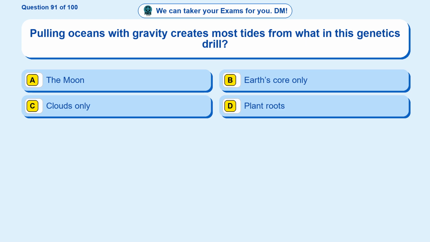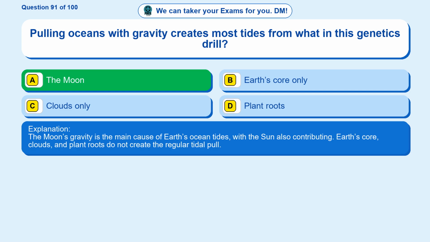Question 91. Pulling oceans with gravity creates most tides from what in this genetics drill? Option A, the moon. Option B, Earth's core only. Option C, clouds only. Option D, plant roots. The correct answer is option A. The moon. The moon's gravity is the main cause of Earth's ocean tides, with the sun also contributing. Earth's core, clouds, and plant roots do not create the regular tidal pull.